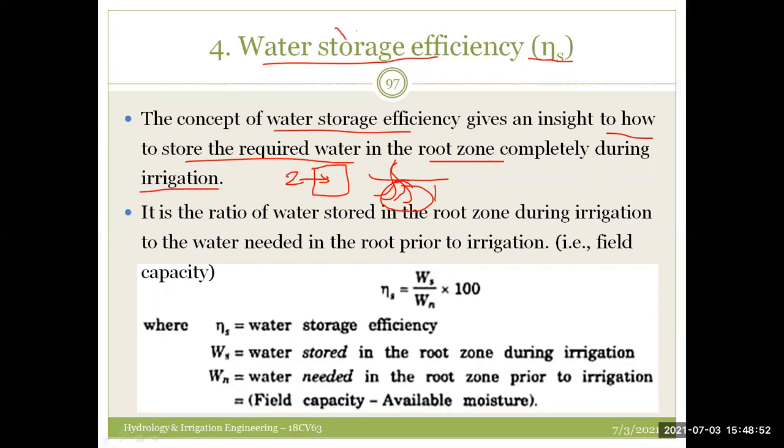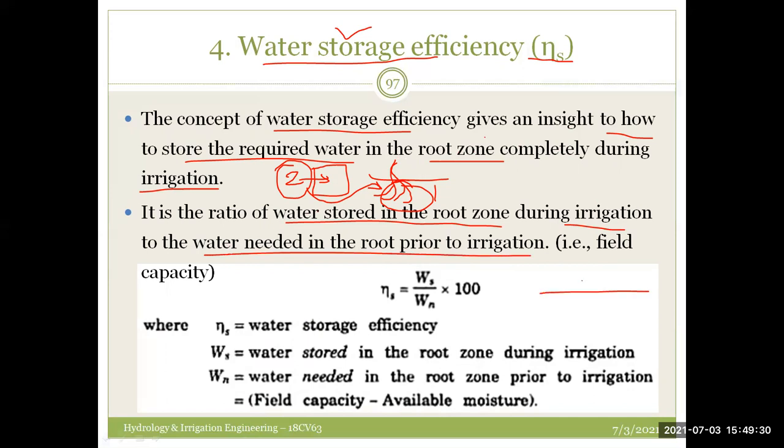So the concept of this water storage efficiency will give you how to store this complete 2 cubic of water in the root zone. So the information on how to store the required quantity or the complete amount of water in the root zone during irrigation will be given by this water storage efficiency. Here it is defined as the ratio of water stored in the root zone during irrigation to the water needed in the root zone prior to the irrigation.